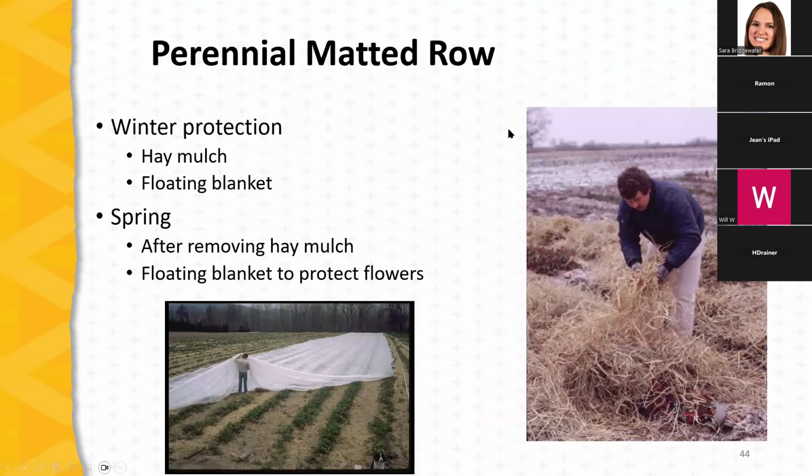Again, the same thing as I mentioned before. In the winter, you want to protect them so they won't lose all the foliage. But if they lose the foliage, that's okay. They're going to come back in the spring. But the main time to protect them is during flowering. The flower is the most susceptible part against cold temperature. So winter protection: mulch, floating blankets or row covers. In the spring, after removing the hay mulch, you use a floating blanket or row cover to protect the flowers against cold.